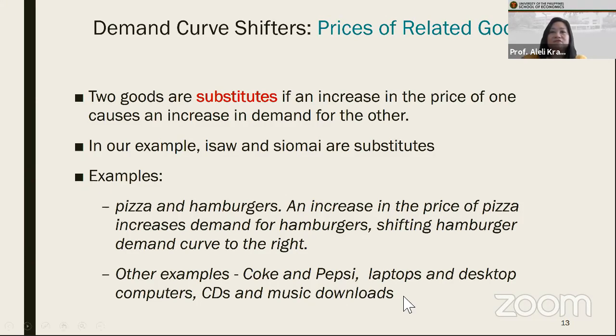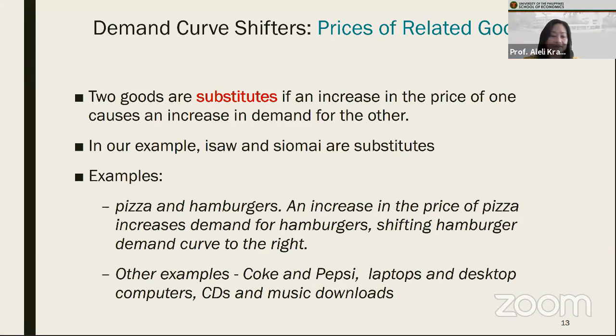Other examples would be pizza and hamburgers. An increase in the price of pizza increases the demand for hamburgers, shifting the hamburger demand curve to the right. You also have, for instance, laptops and desktops. If the price of laptops decreases, then you would expect the demand for desktop computers to decrease. Because laptops became less expensive, and a desktop is a substitute good for laptops, people will shift to buying laptops instead of desktops, and therefore the quantity demanded of desktops would decrease.